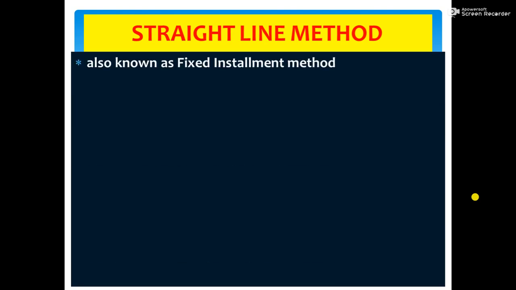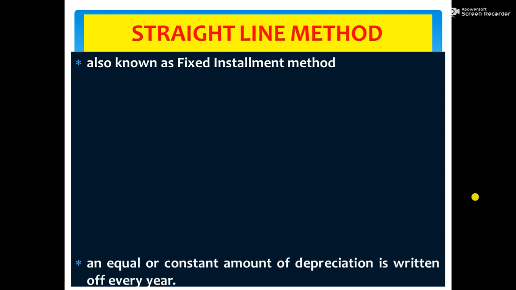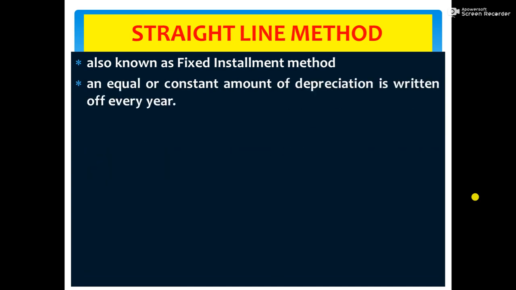Because every year the depreciation amount will be the same. An equal amount, or a constant amount, of depreciation is written off every year. Every year depreciation will be the same amount under the straight line method.